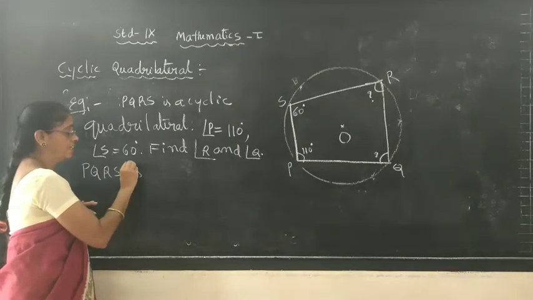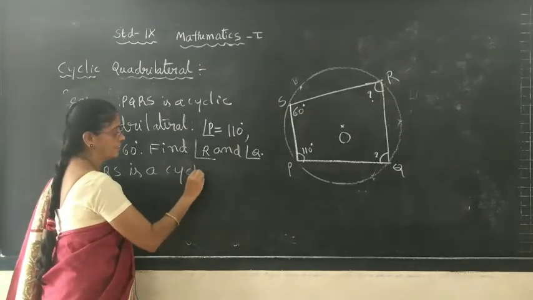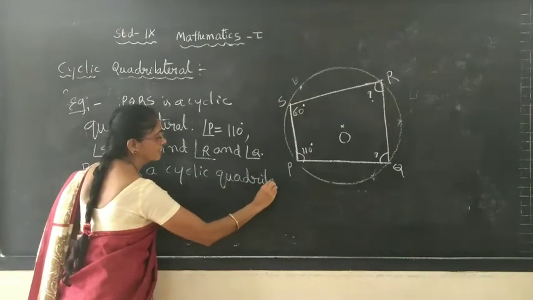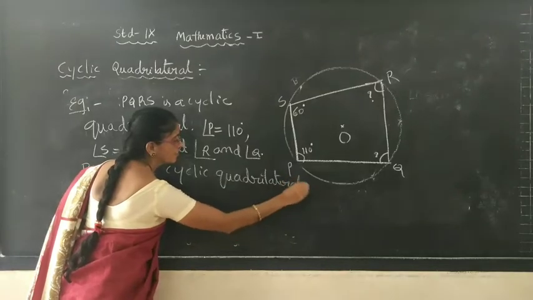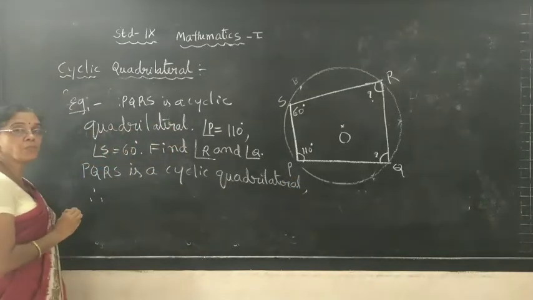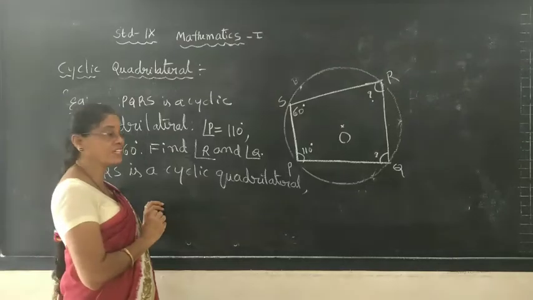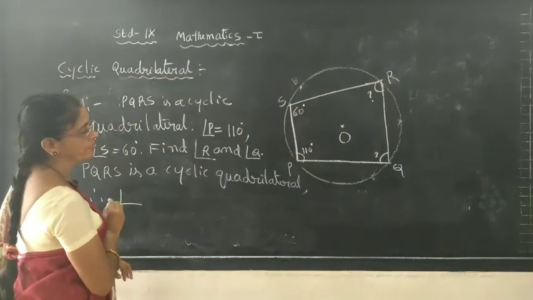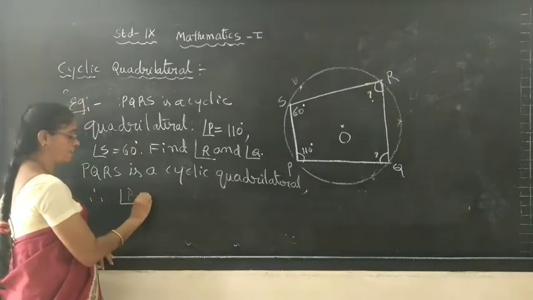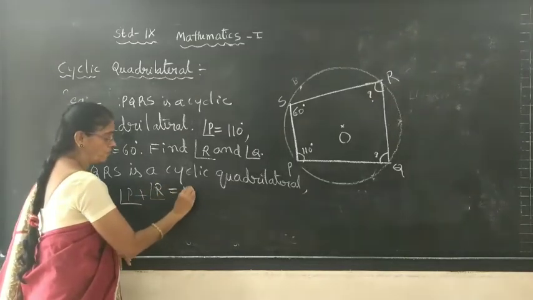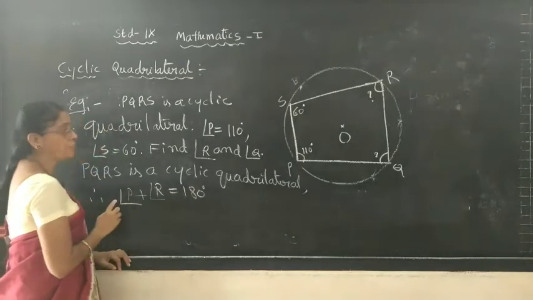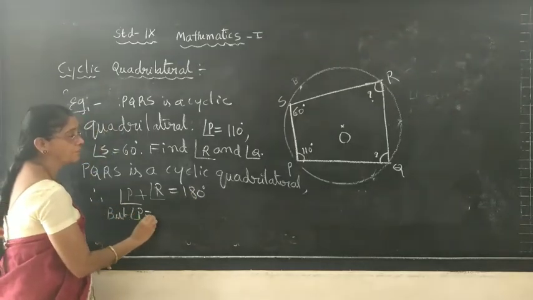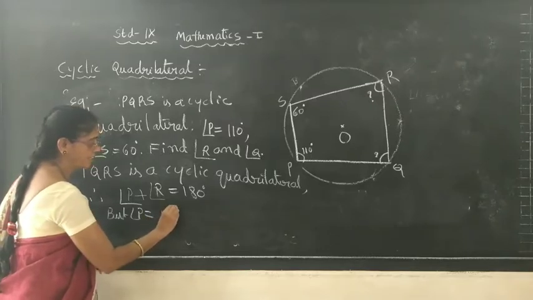PQRS is a cyclic quadrilateral. Therefore, what we can write? The sum of opposite angles is 180 degree. Therefore, angle P plus angle R is equal to 180 degree. Angle P is given, angle P is equal to 110 degree.